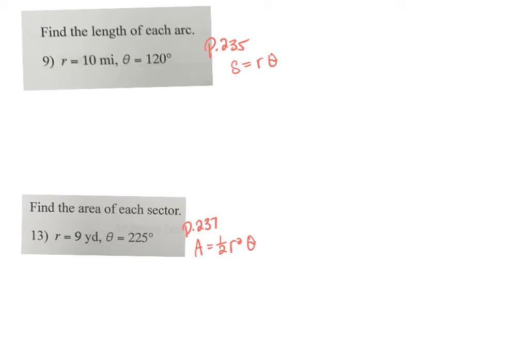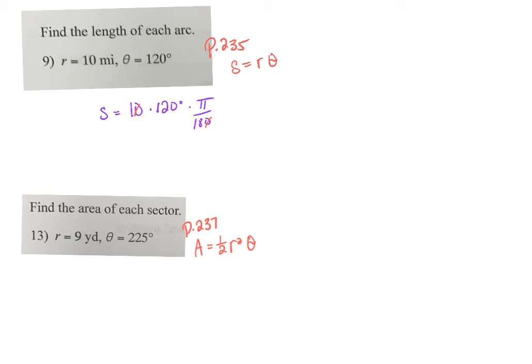So for this one, if I'm finding my S, I'm going to say R, 10, times my 120. However, that is in degrees, so I'm going to need to multiply that 120 by pi over 180. And you can simplify because you do want to leave it in terms of pi here. I think it wants the exact length, so just leave it in terms of pi. But you can cancel stuff out, so you can cancel your zeros here.